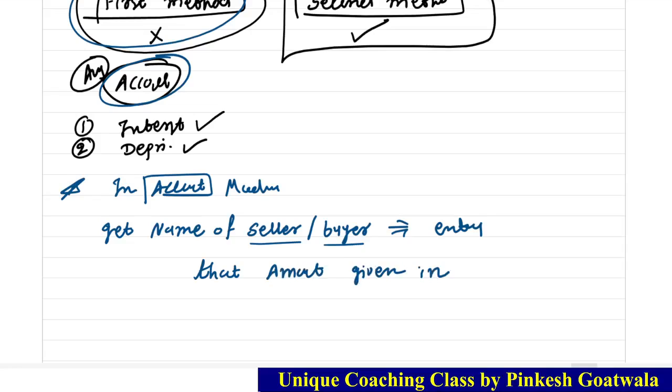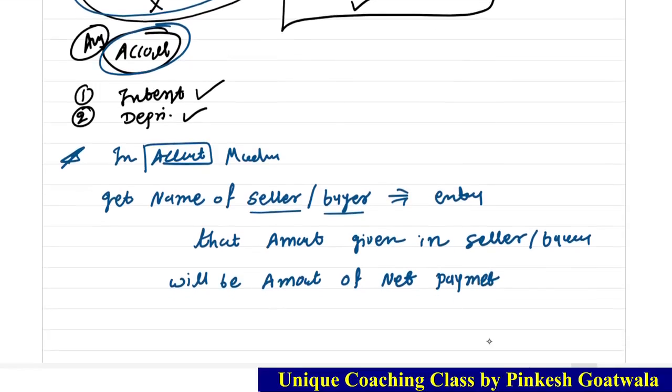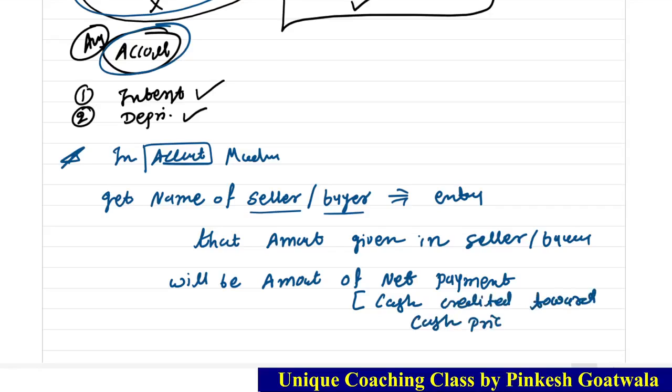in seller or buyer will be the amount of net payment. Okay, which amount will it be? It will be the amount of net payment. Net payment means cash credited towards cash price. Amount credited towards cash price. So just remember these rules.